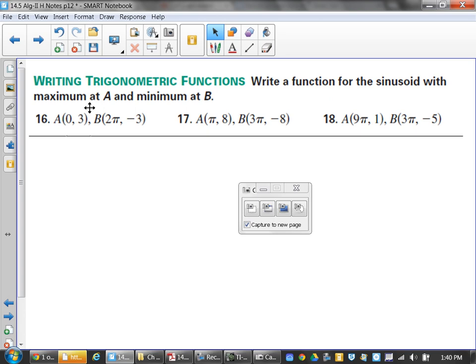Okay? So here's what happens. The last little bit of this will be writing the function for a sinusoid given a maximum at point A and a minimum at point B. So you know your maximum and minimum. The only thing that's different here is you don't see the graph. So here's what we do.